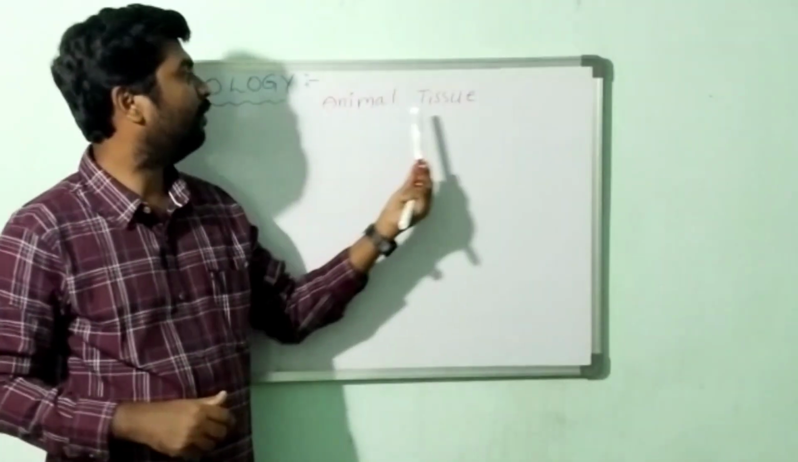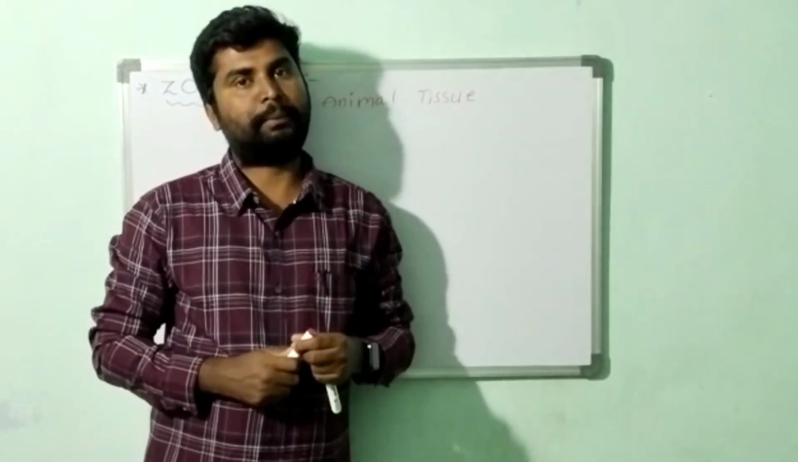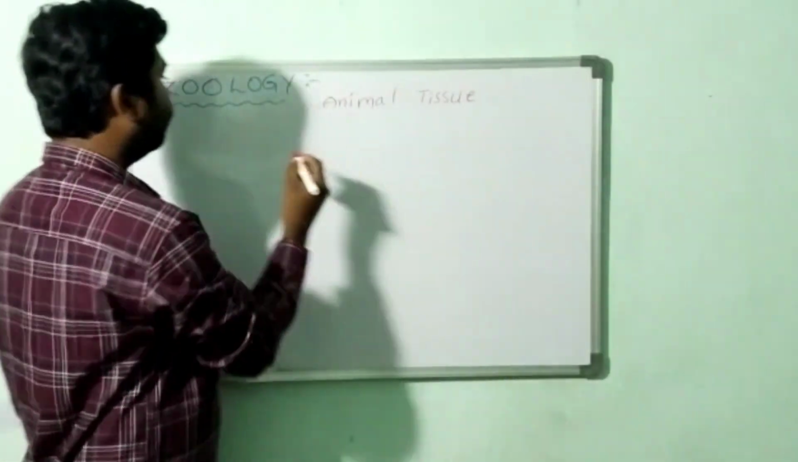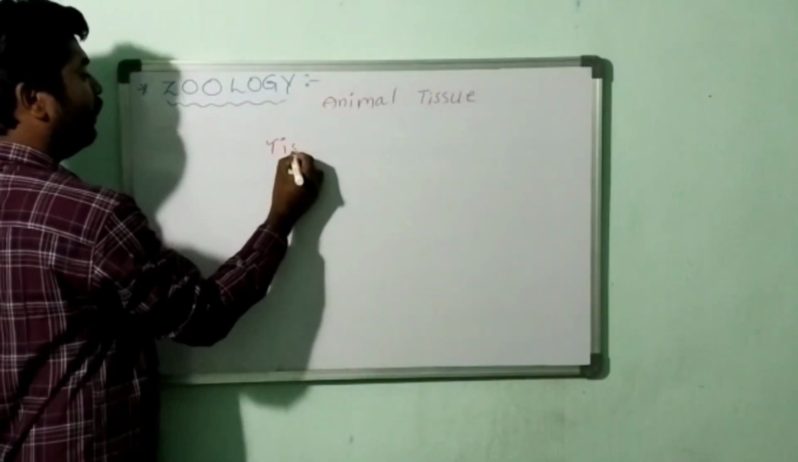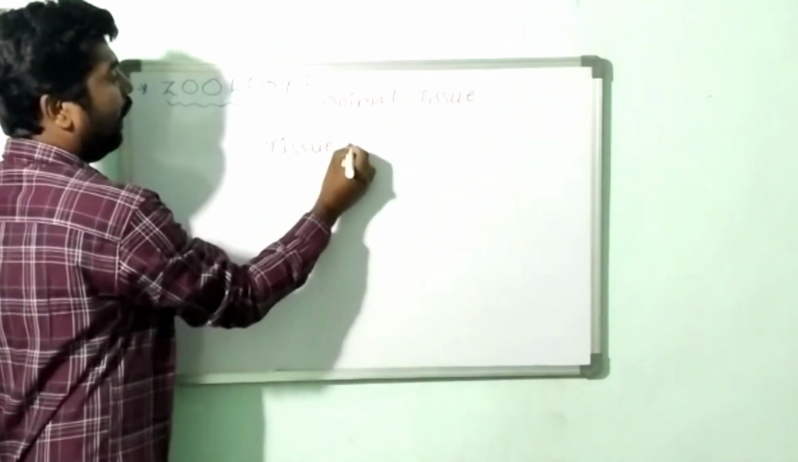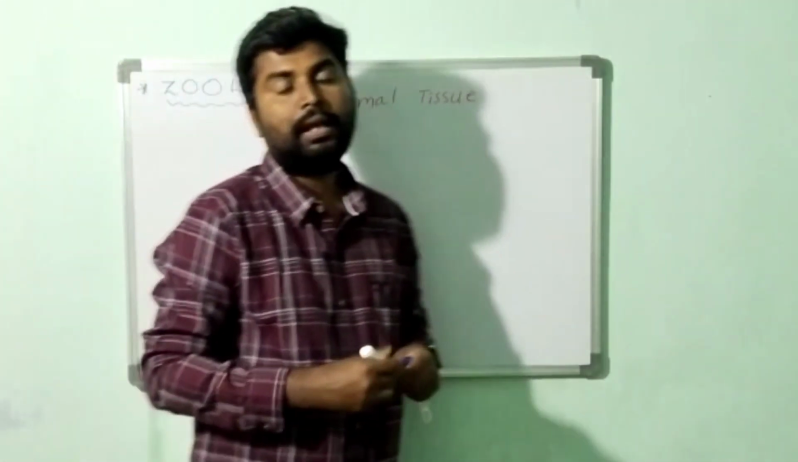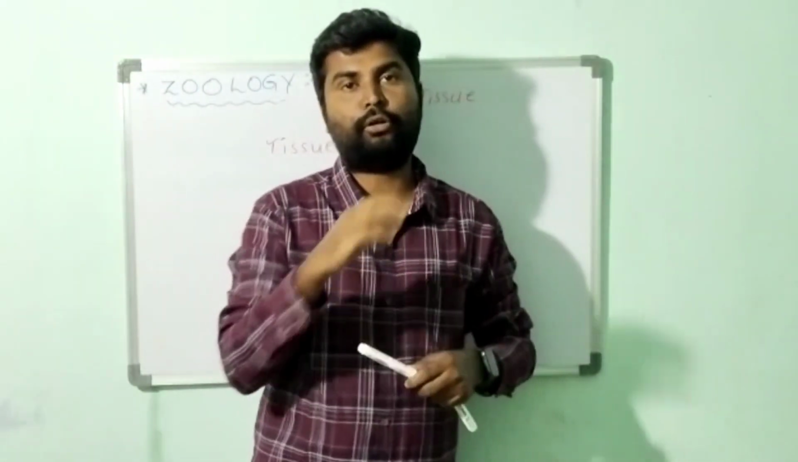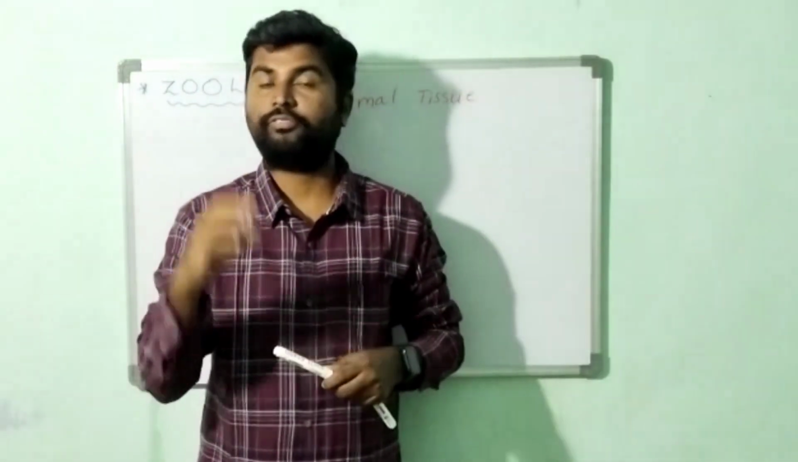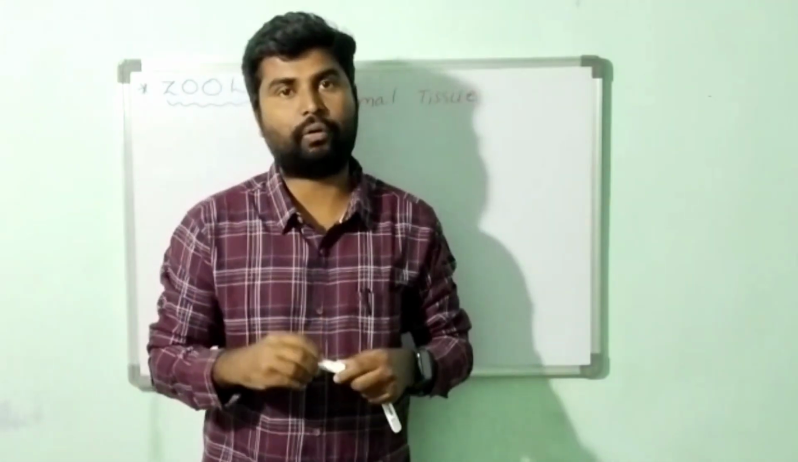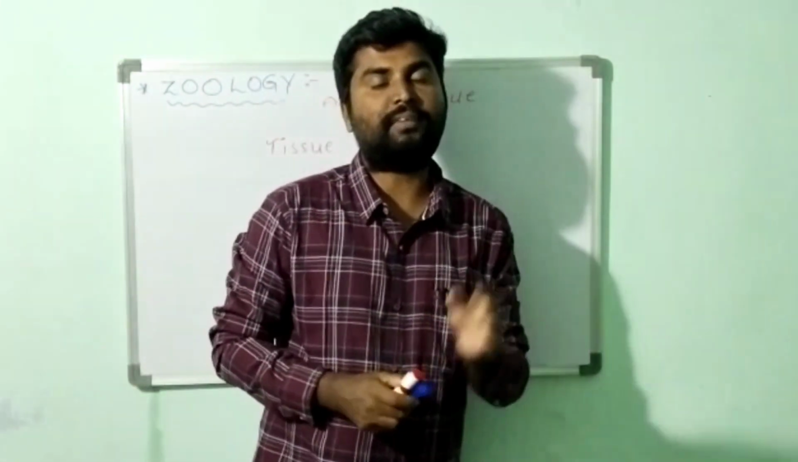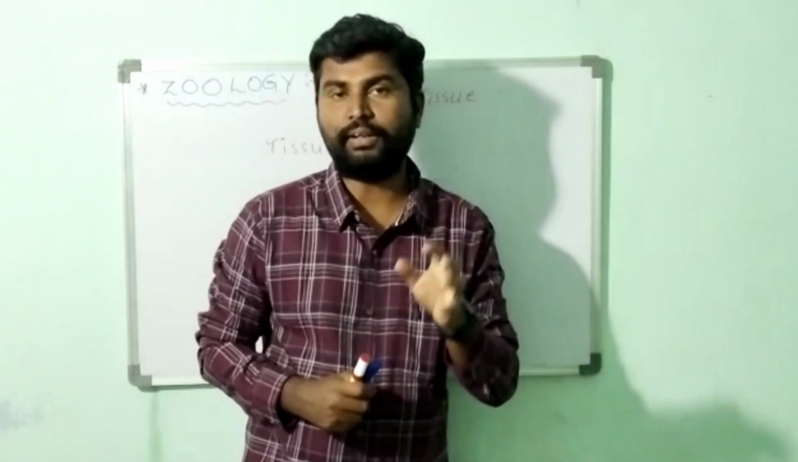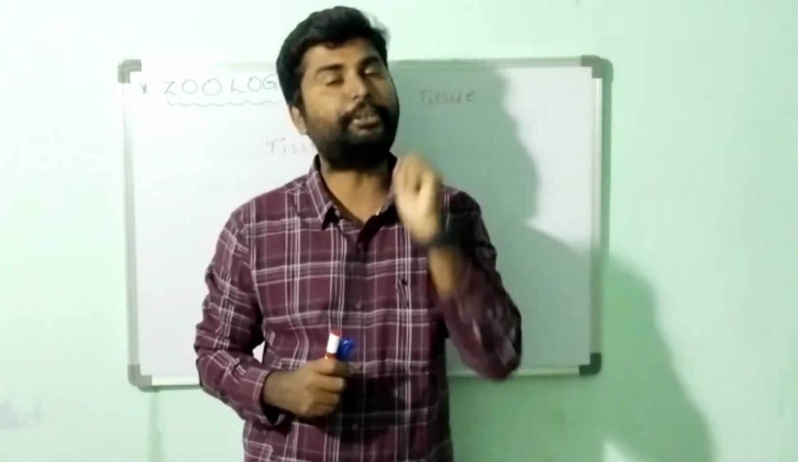So animal tissue, we know the meaning of tissue. Tissue means a group of cells with similar structure and function. A group of similar structure and functional cells we call tissue.